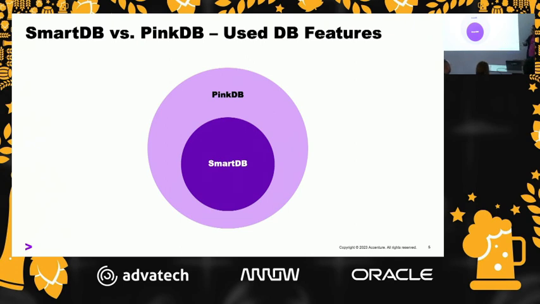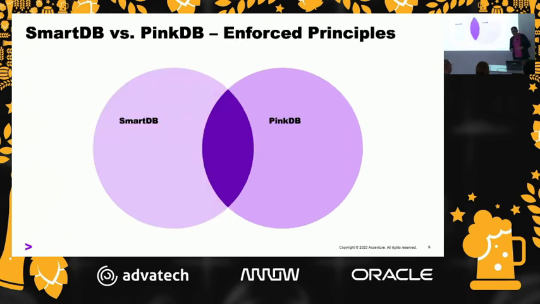So that does not really help to understand what the differences are, but just the global standing. When we drill down and look at the allowed database features, the enforced principle, then we see something in the middle, in this intersection, which both have, and a lot of differences.